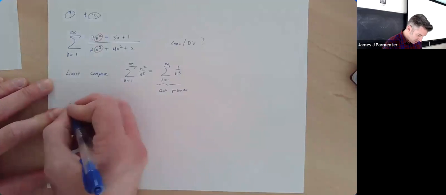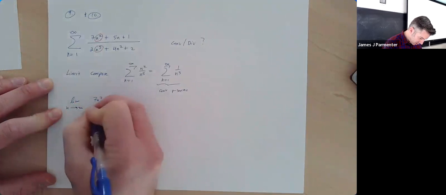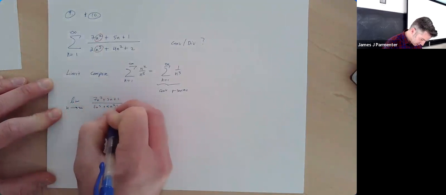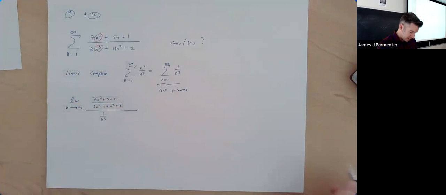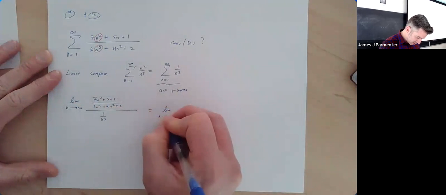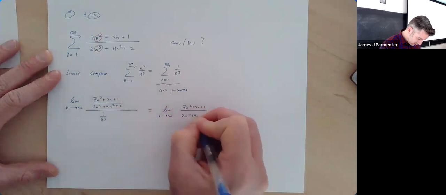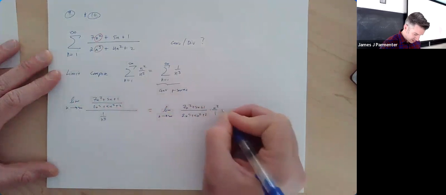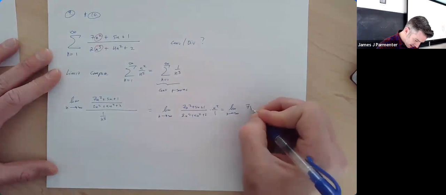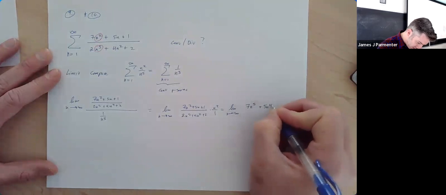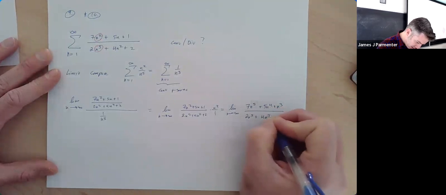So when we do this work, the limit as n goes to infinity of 7n squared plus 5n plus 1 over 2n to the 5th plus 4n squared plus 2. I wouldn't normally write this part like this. I would normally just jump to flipping and multiplying and say, oh yeah, that's going to be the limit as n goes to infinity of 7n squared plus 5n plus 1 over 2n to the 5th plus 4n squared plus 2 times n cubed over 1, which I really have written too many things for this problem. We got the limit as n goes to infinity of 7n to the 5th plus 5n to the 4th plus n cubed over 2n to the 5th plus 4n squared plus 2.